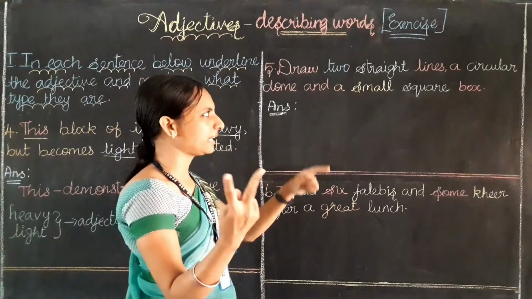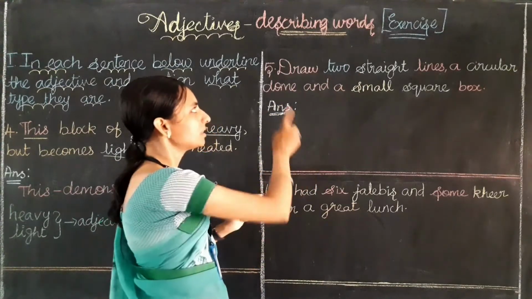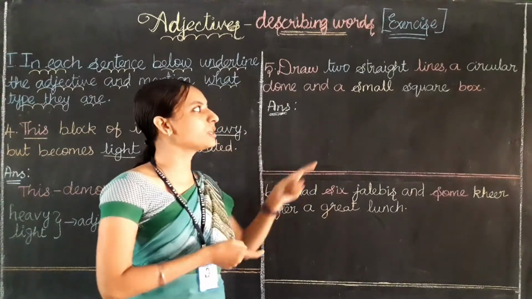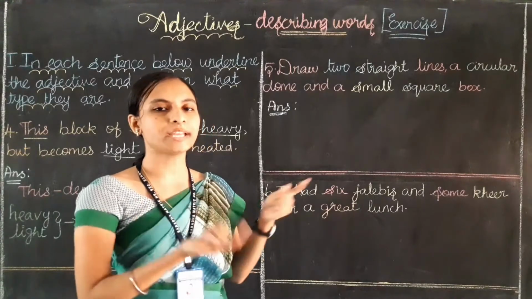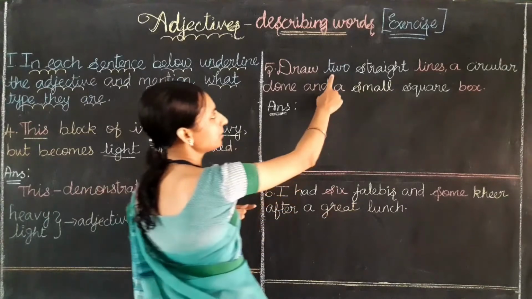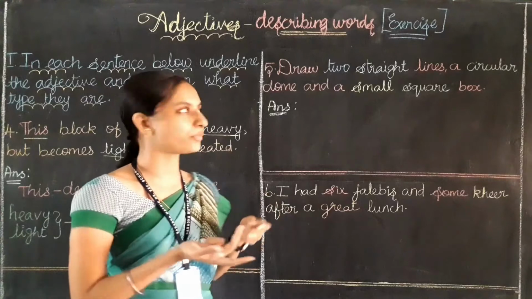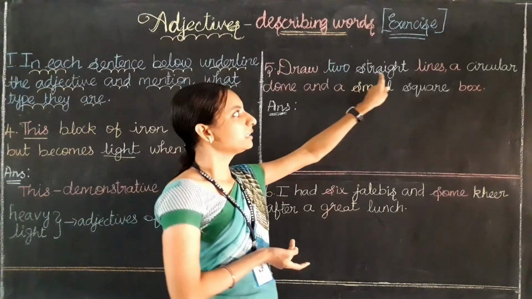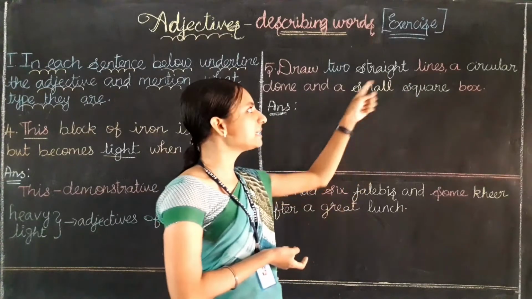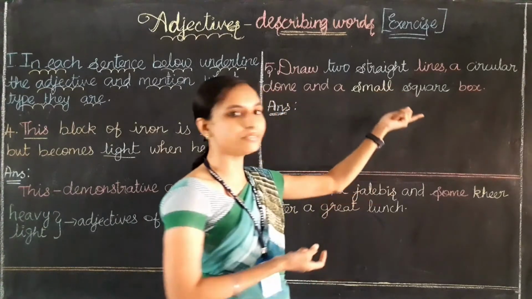Draw 2 straight lines, a circular dome and a small square box. Can you find out the adjectives from the sentences? Yes. So here the word 2, it's talk about the quantity, right? It's talk about the number of the noun. And straight, circular, square. These are what, children? Yes, these are the shape name, right? It's talk about the shape of the noun for the given noun.